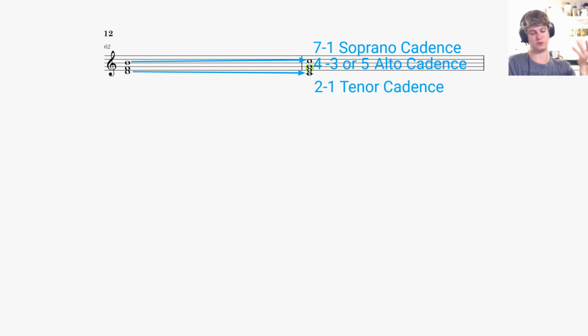This is your choice when you have an exercise where you either want to end on an 8-3 chord or an 8-5 chord. In Gradus ad Parnassum, the student character Joseph liked the 4-3 alto cadence, while on the other hand, the teacher character Aloys liked the 4 to 5 alto cadence. These can be thought of as 2 different styles.